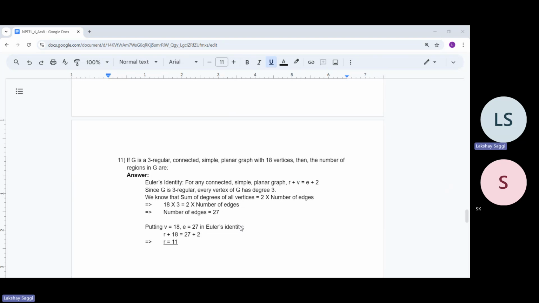Okay, so SK had already written the answer also, that we have 27 edges and R equals 11. So good job, SK. Your answer was correct.